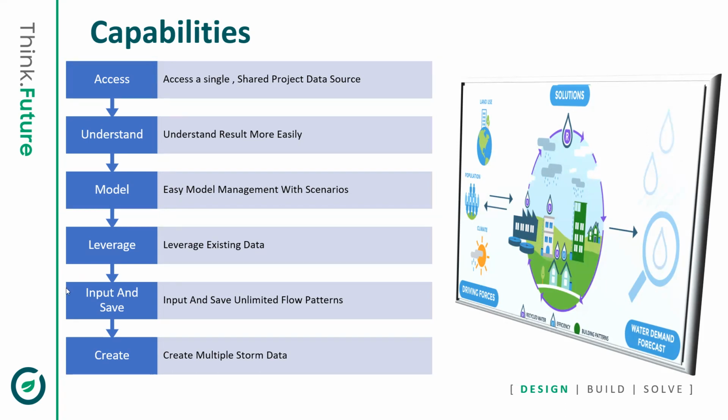Then, how can we leverage existing data? We can use our CAD drawings, GIS files, SWMM files, SCADA data and databases to jumpstart the model building process. Then input and save unlimited flow patterns to model flow changes over the course of a day. We can load the model with wet weather runoff flow from precipitation using built-in rainfall distribution or a user-defined rainfall event we can create within SewerGEM. And we can also create multiple storm data for flood analysis as well.